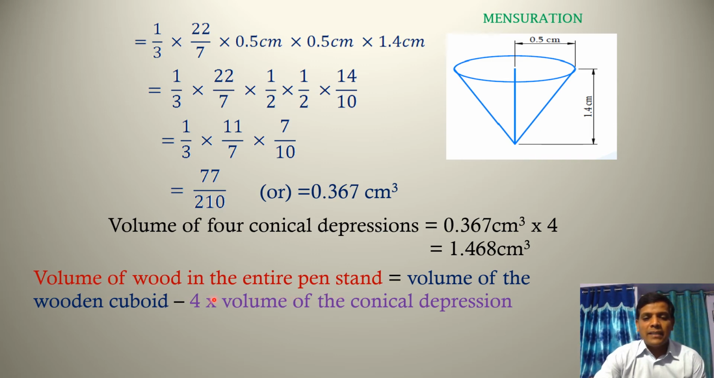Finally, the volume of wood in the entire pen stand is equal to the volume of the wooden cuboid minus 4 into the volume of the conical depression. So what is the formula? The volume of wood in the entire pen stand equals the volume of the wooden cuboid minus 4 into the volume of the conical depressions.